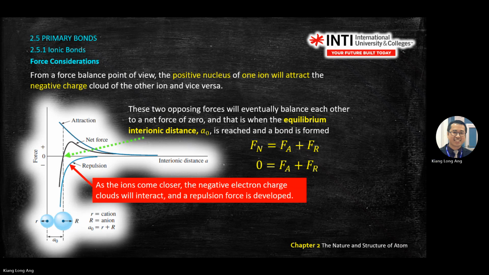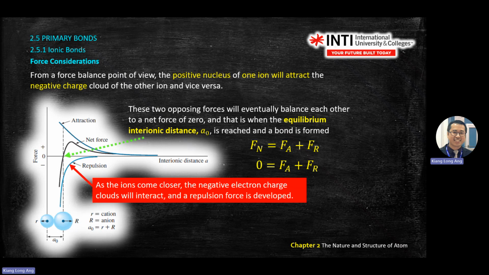So when a bond is formed, the net force is 0. Don't try to figure out what number. When you have an equilibrium, or the ionic bonding becomes stable, the net force is 0. So you don't need to scratch your head and fill in any numbers.